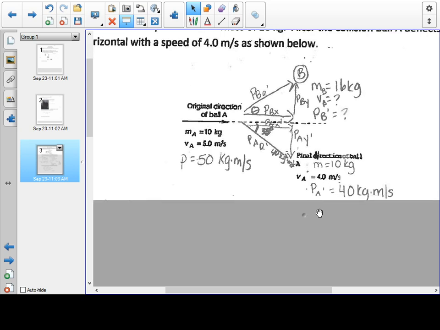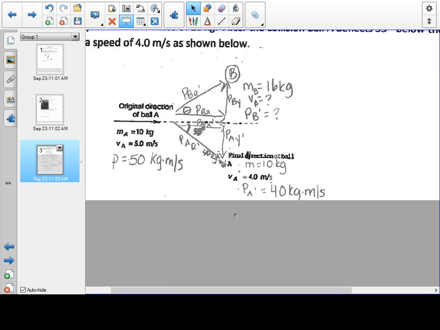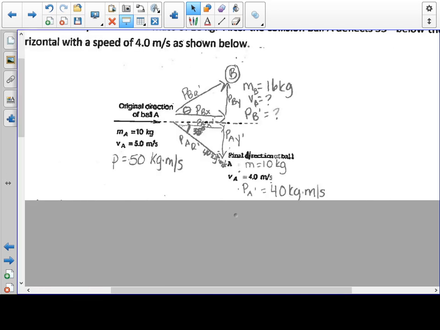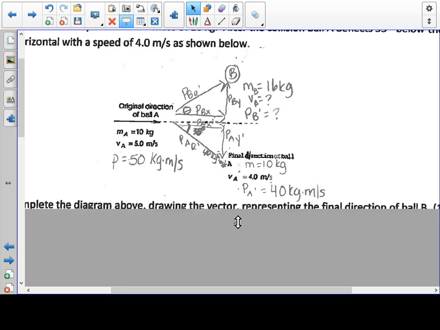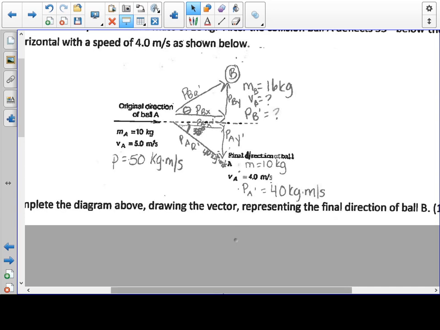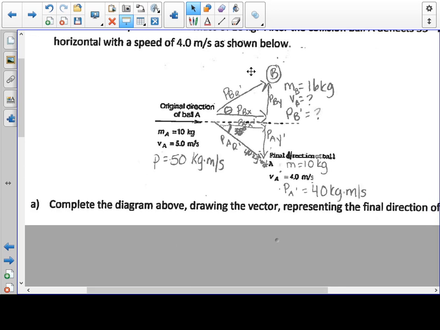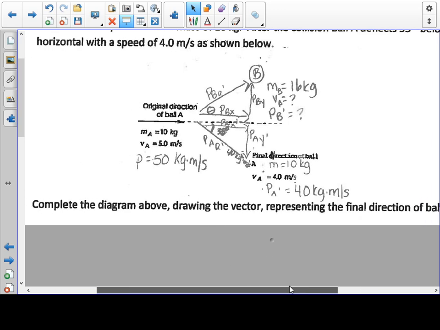And so this is how you want to set up your equation. And feel free to pause it if you want to get a better look at things. With that now, it's time to do the math. And this is familiar math. This is what we've been doing for the last week or so. First of all, it says complete the diagram above. Already completed it for you. So make sure you filled that in. Drawing the vector representing the final direction of ball B.